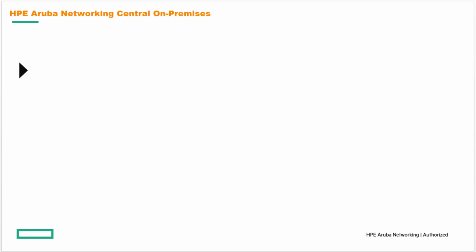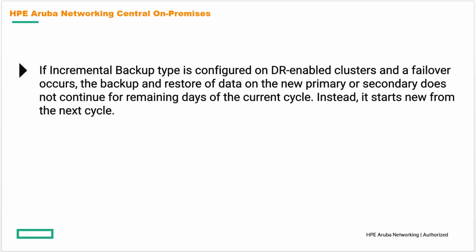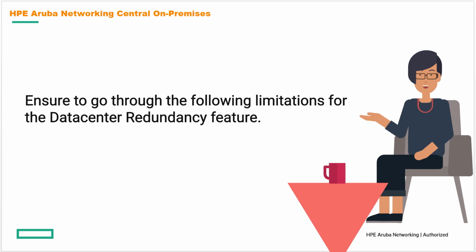If incremental backup type is configured on DR-enabled clusters and a failover occurs, the backup and restore of data on the new primary or secondary does not continue for remaining days of the current cycle. Instead, it starts new from the next cycle. Also, please note the following limitations.